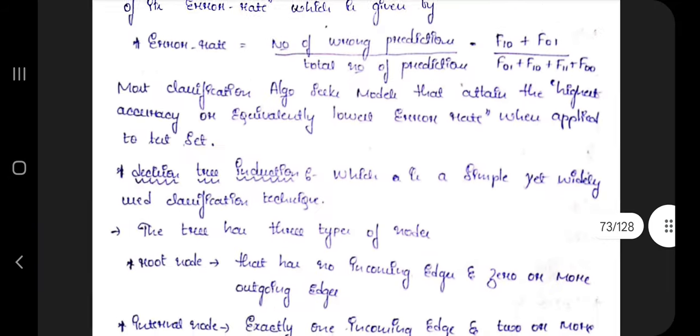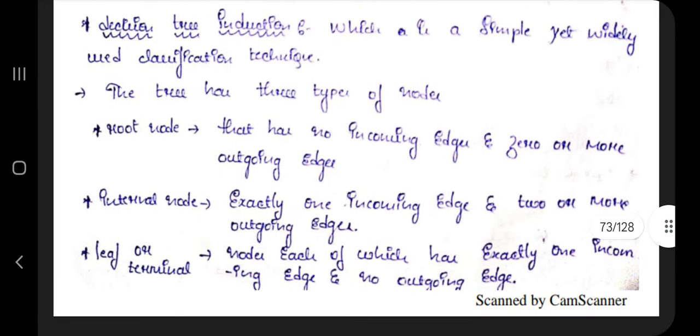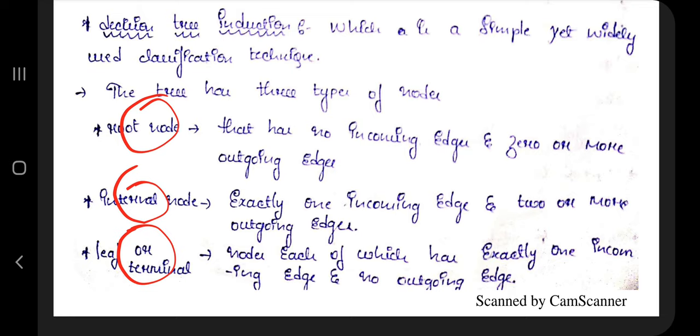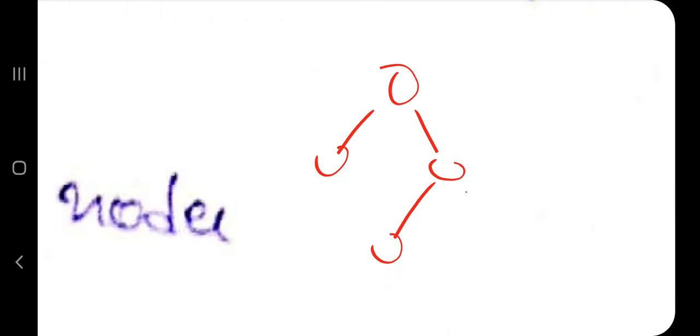Okay, so the terminologies you need to keep in mind: what is our decision tree made up of? Our decision tree is made up of three things: root node, internal node, and leaf node. If I draw a tree here, you tell me what is the root node, what is the internal node, and what is the external node. This is the root node. It has no incoming edges. That's the point you have to mention.